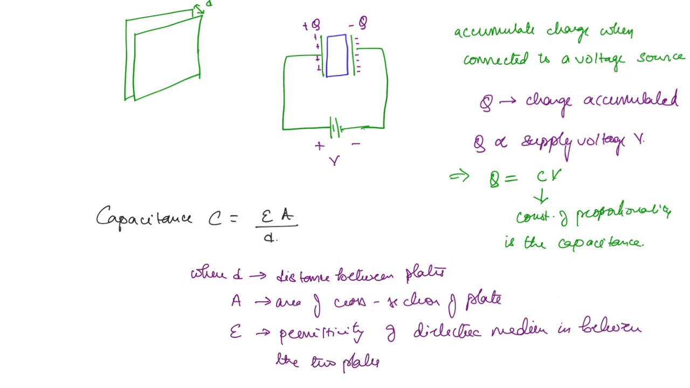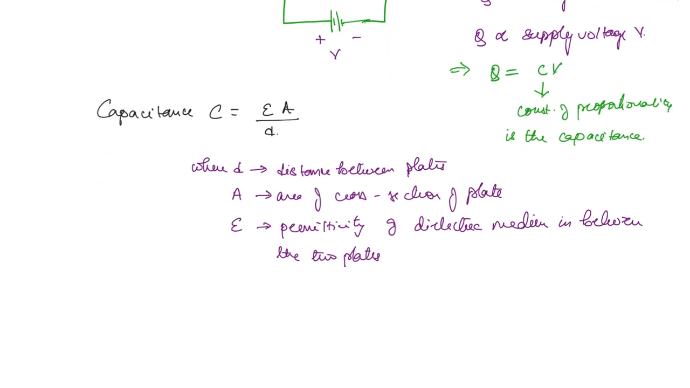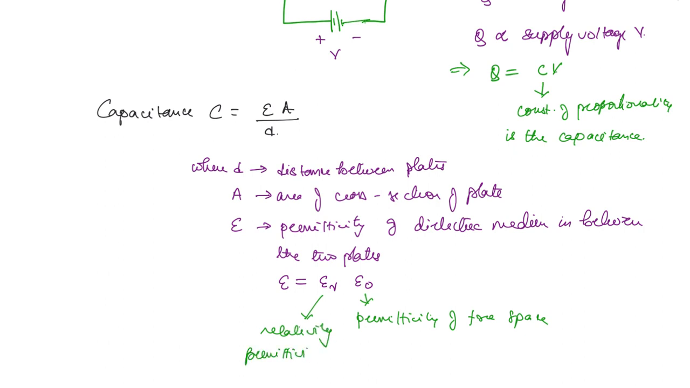How can you write epsilon in terms of epsilon naught? Epsilon is equal to epsilon r epsilon naught, where epsilon naught is the permittivity of free space and epsilon r is the relative permittivity of the medium. And what is the unit of capacitance? The unit is farad.